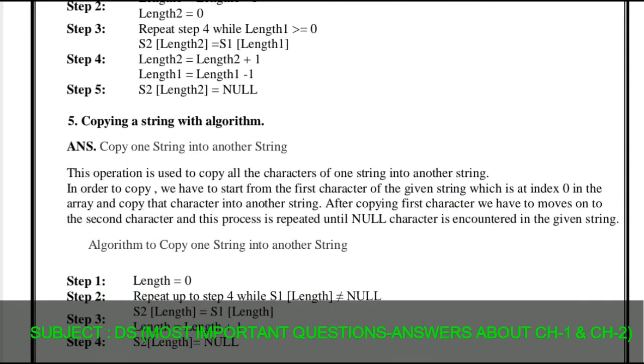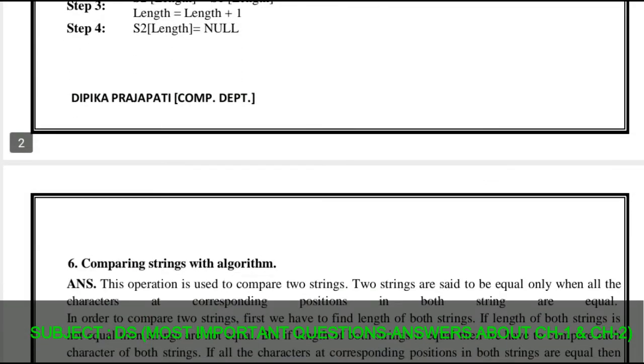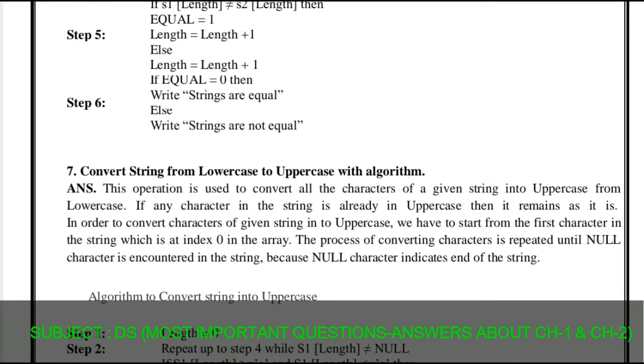And then copy string. So copy one string into another string. This operation is used to copy all characters of one string into another string. It's known as copy string. So this is the copy string algorithm step. Then compare string. So this one is the compare string step.